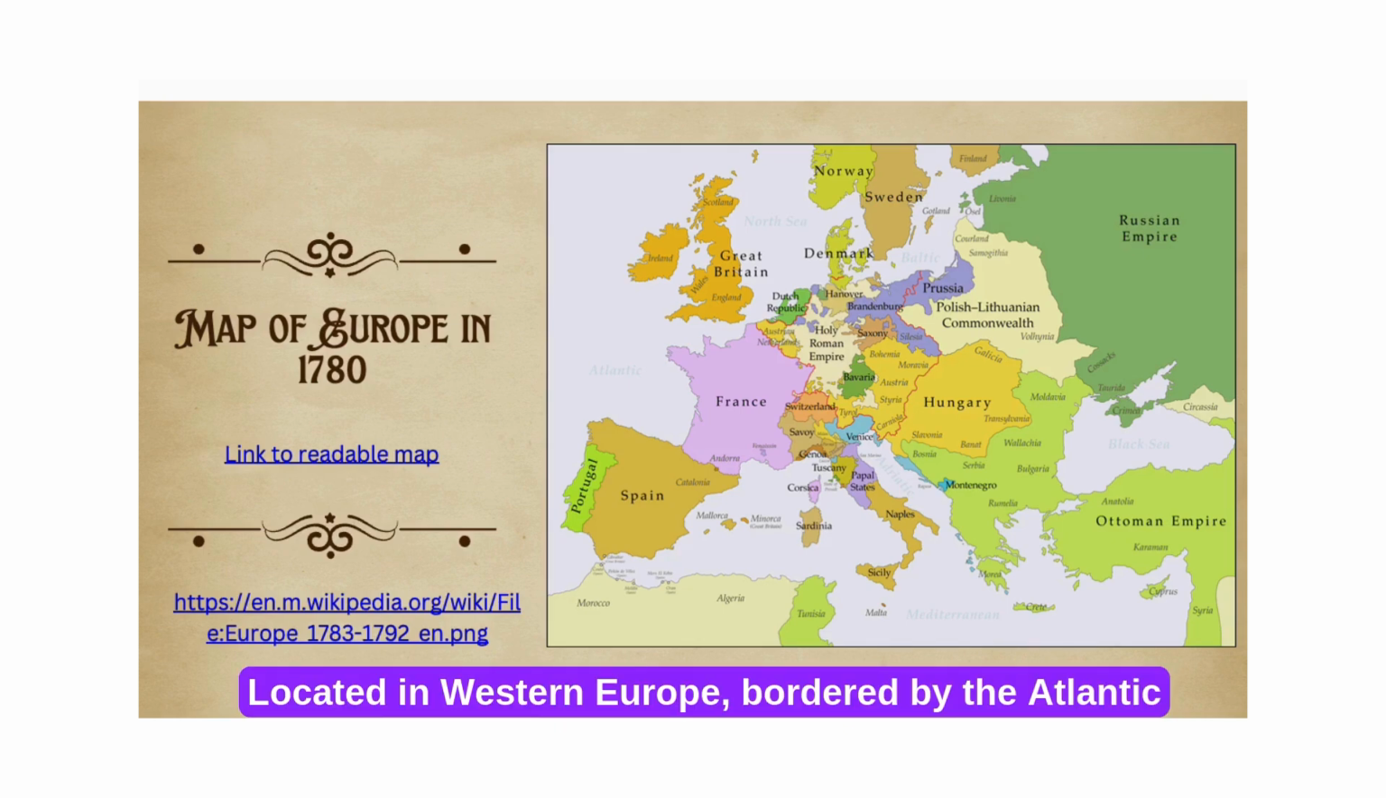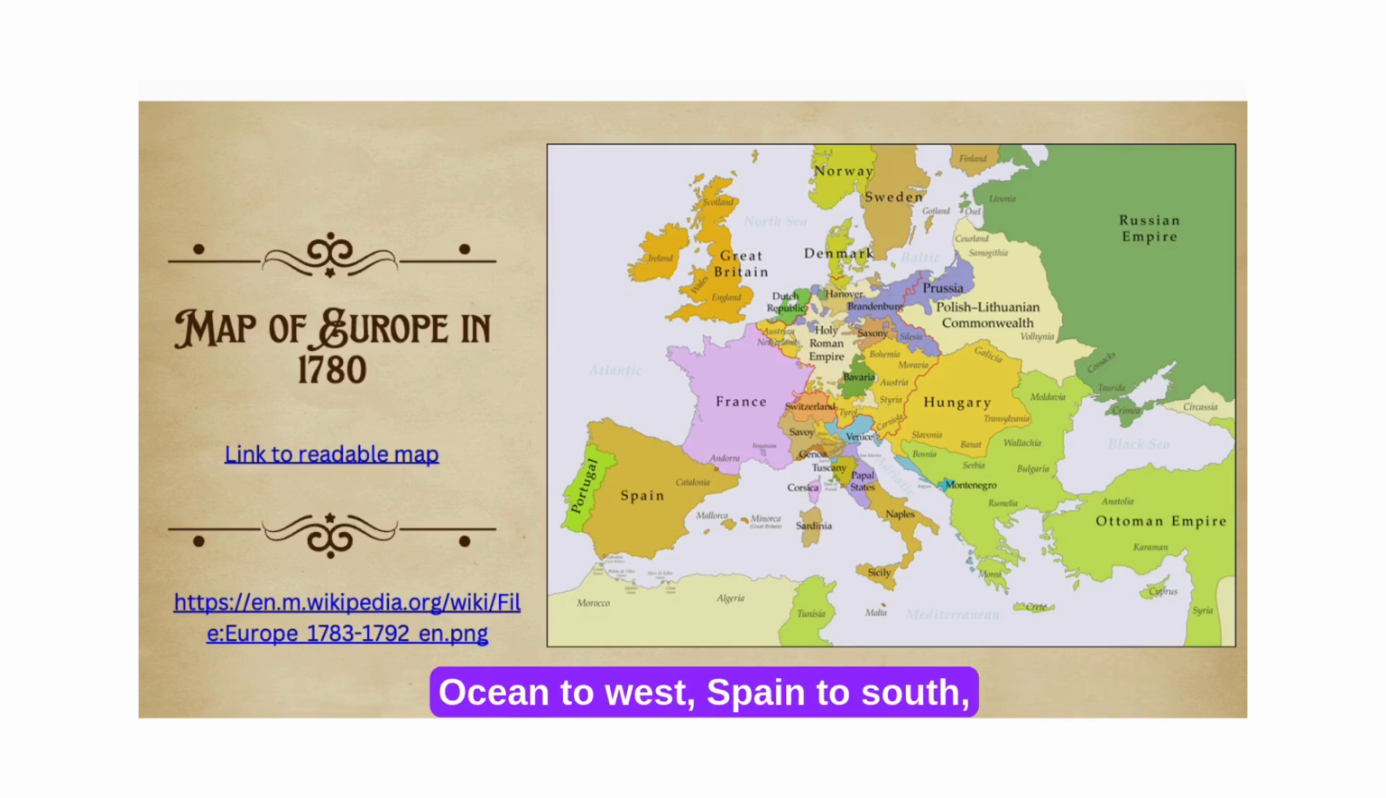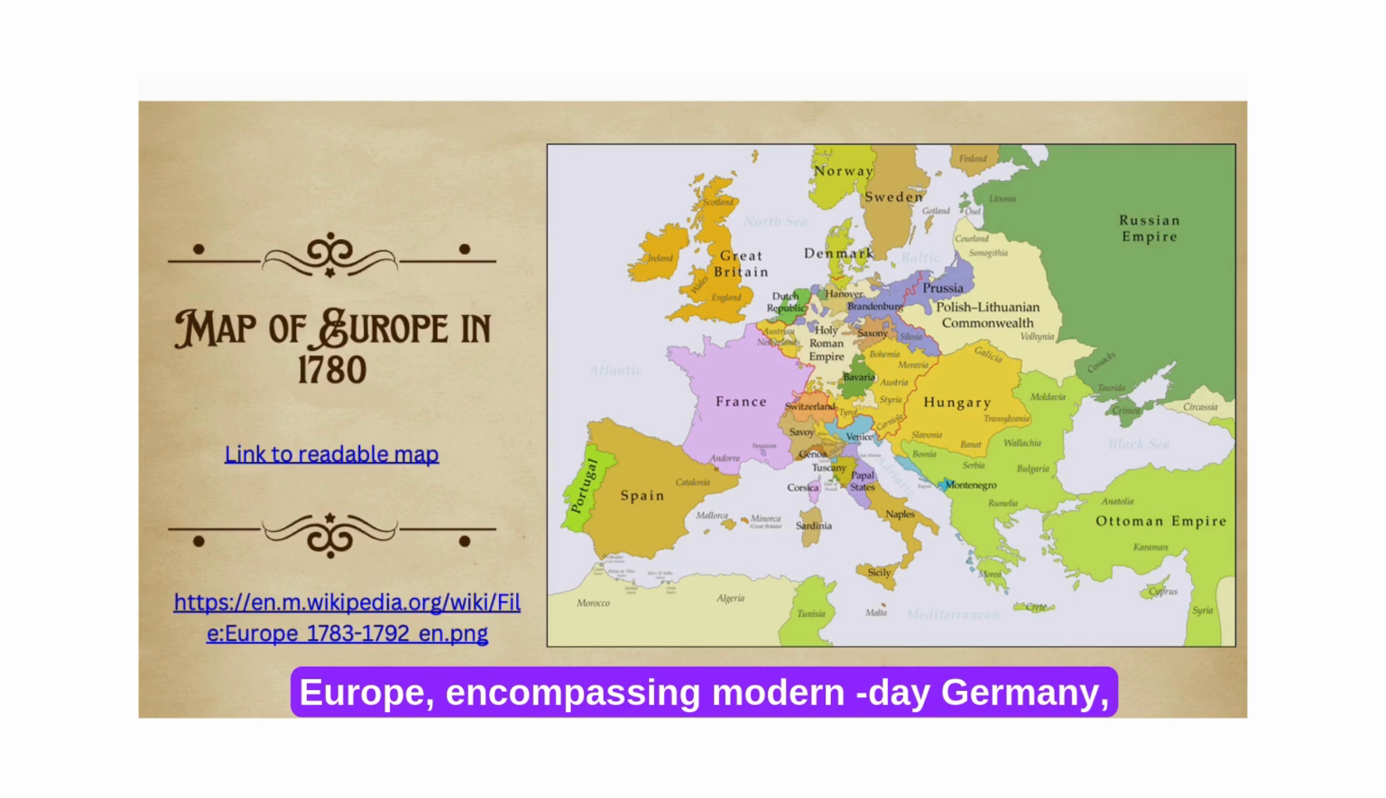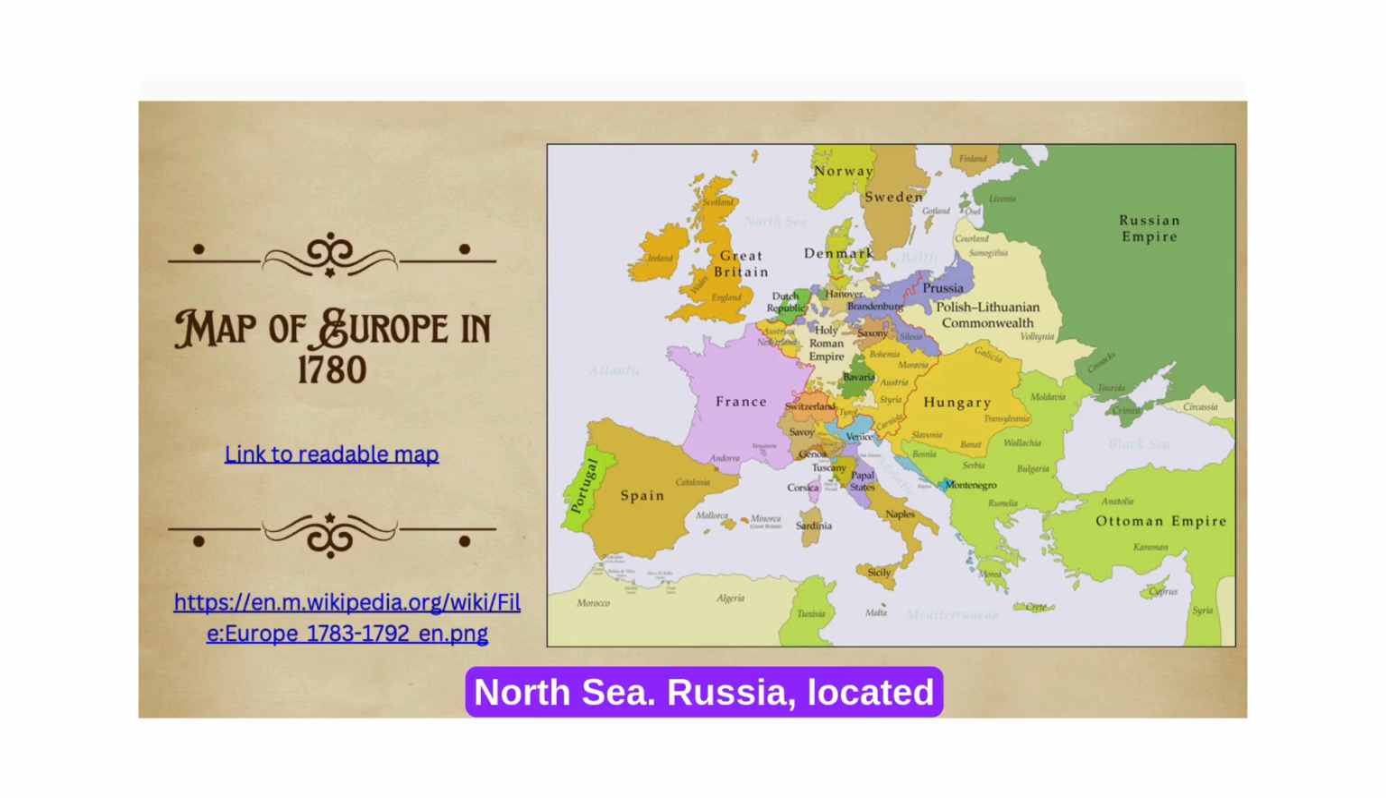France, located in Western Europe, bordered by the Atlantic Ocean to the west, Spain to the south, and the Holy Roman Empire to the east. Spain, situated in southwestern Europe, bordered by France to the northeast, the Mediterranean Sea to the east, and the Atlantic Ocean to the west. Holy Roman Empire, a large entity in Central Europe, encompassing modern-day Germany, Austria, Switzerland, and parts of Italy and the Netherlands. Great Britain, an island nation to the northwest of mainland Europe, bordered by the Atlantic Ocean and the North Sea.